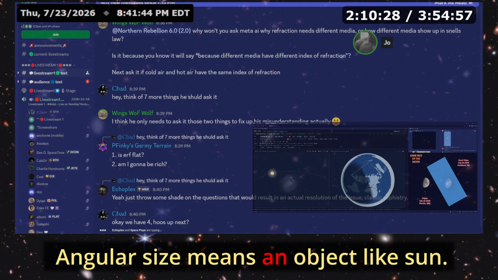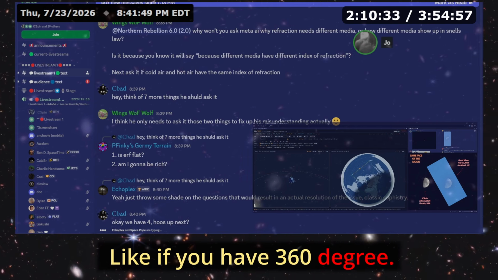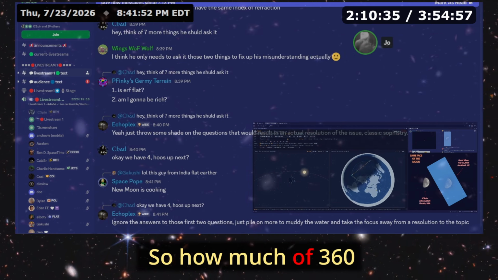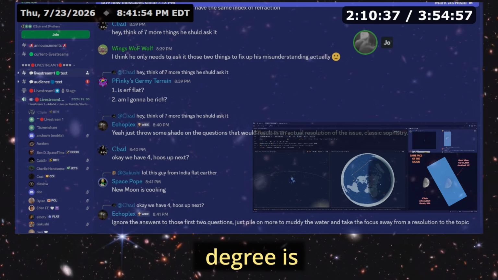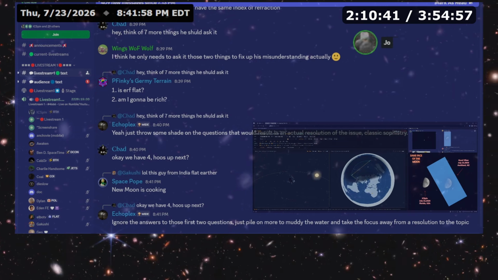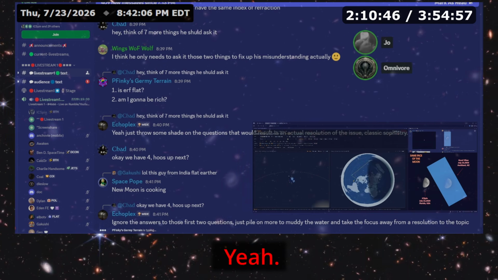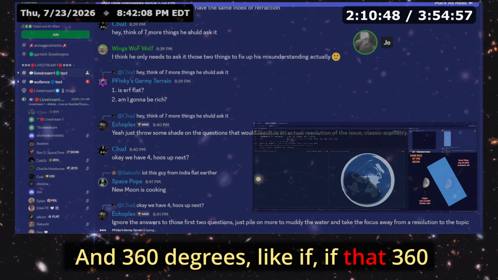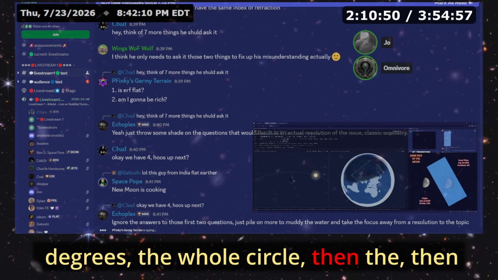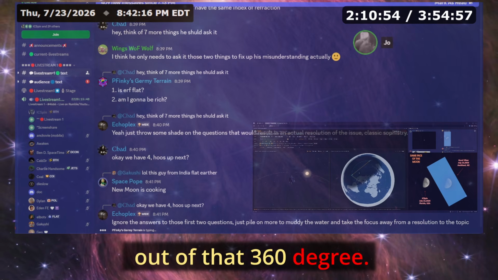Angular size means, for an object like the sun, what is the angle? Like if we have 360 degrees, how much of the 360 degrees is occupied by that object? How big it is in your field of view, right? How big does it appear to be? Yeah, if the 360 degrees is the whole circle, then the angular size is out of that 360 degrees.